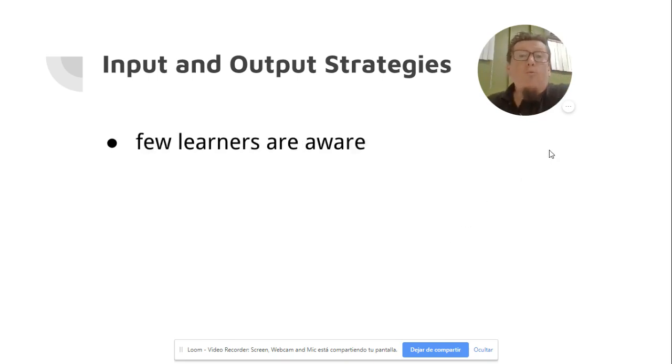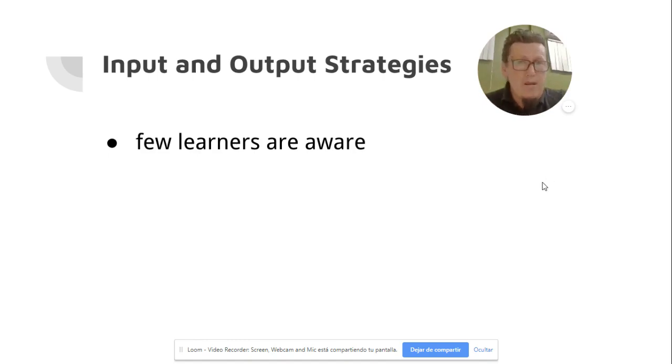Few learners are aware of implementing strategies. Like I was saying at the beginning, perhaps they already do them. In fact, it's very likely that they do, but it's very unlikely that they are aware of the sort of strategies that they're implementing. And that is a problem, because if you're not aware of implementing a strategy, then it's like the strategy doesn't exist. So you can't really use it as a tool, right?